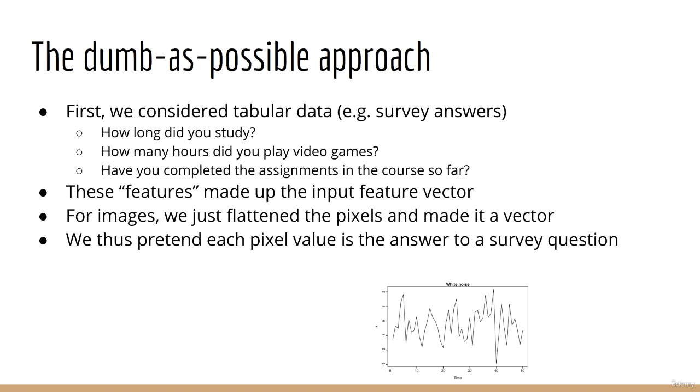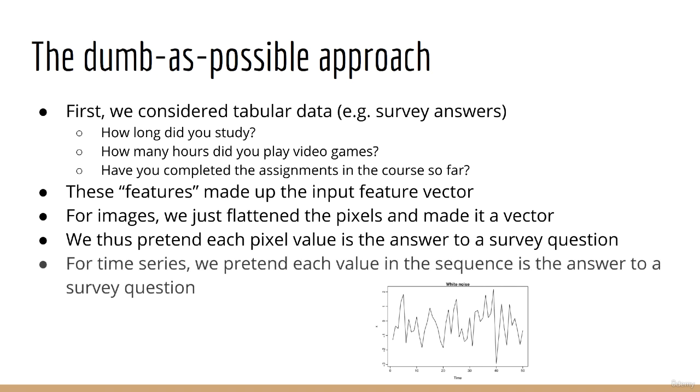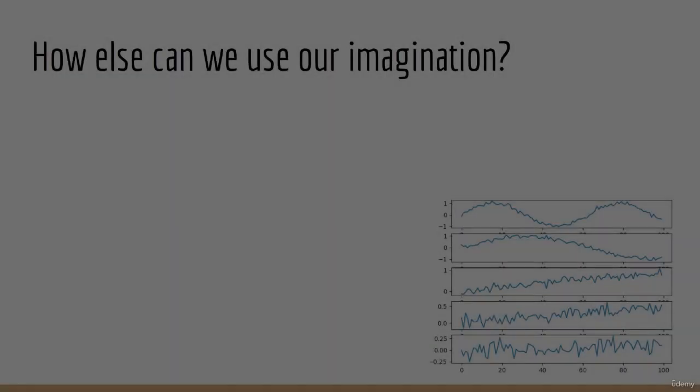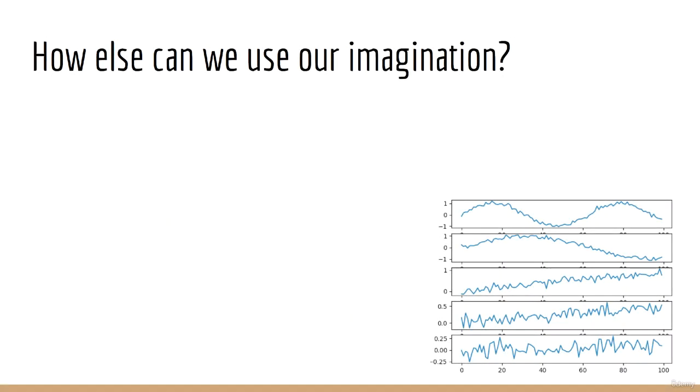We did the same thing with time series sequences. Instead of thinking of it as a sequence, if we just want to pass the data into an RNN, we just pretend the sequence is a feature vector, and that each value of the sequence is your answer to a survey question. Again, all make-believe. Stock prices are not answers to a survey question, it's just imaginary. So how about we think of other kinds of data using this imaginary perspective?